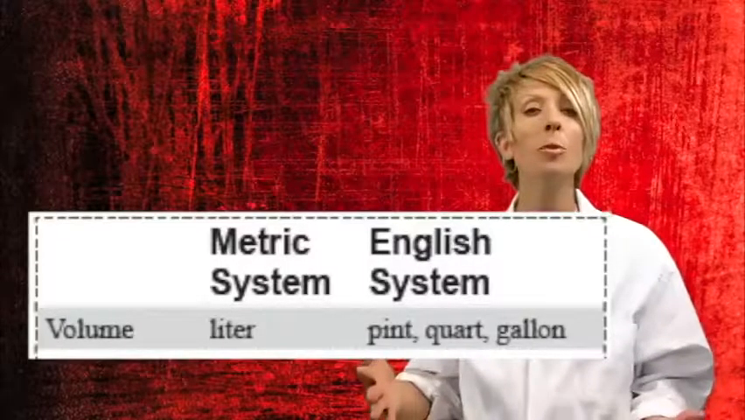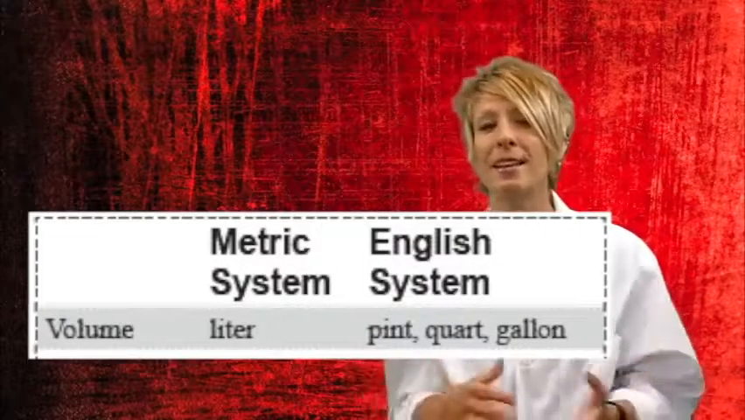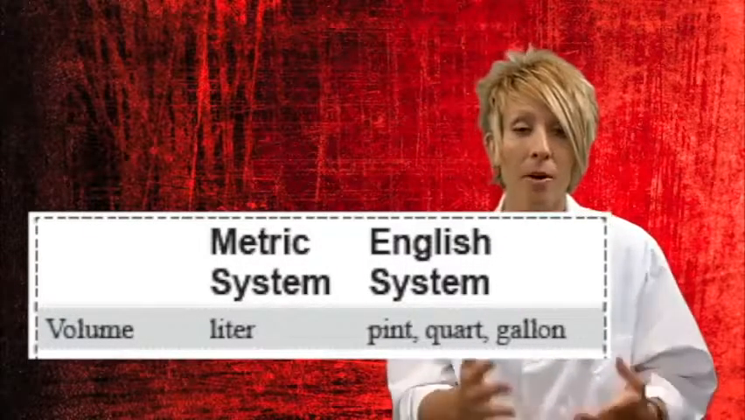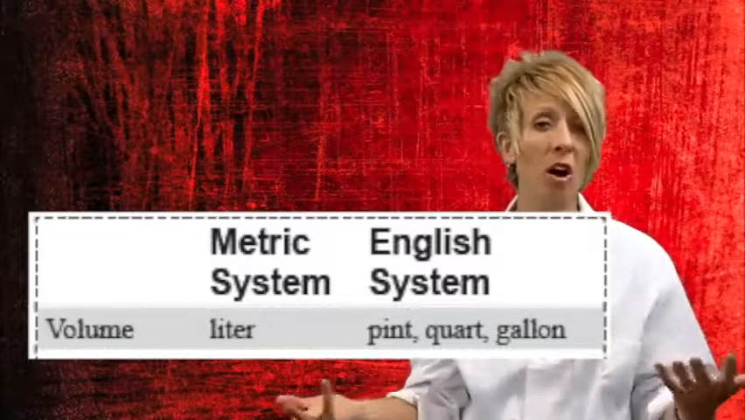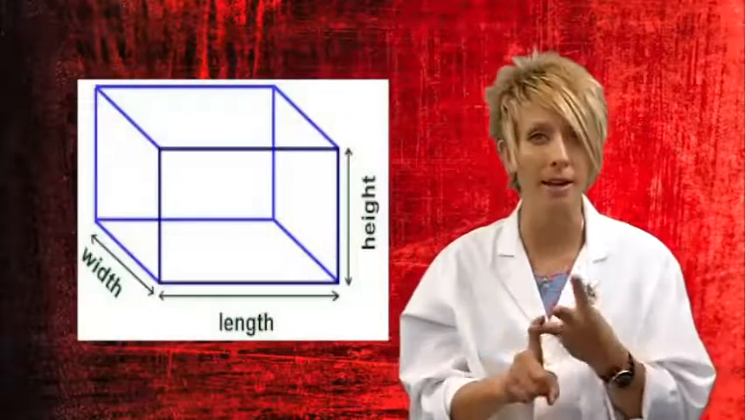Let's talk about another type of measurement that we're going to have to do in class, and that is finding the volume of something. Volume is the amount of space that an object takes up. Now, you may have already tried to find the volume of a cube in, let's say, math class. There's an easy formula for it. Length times width times height.